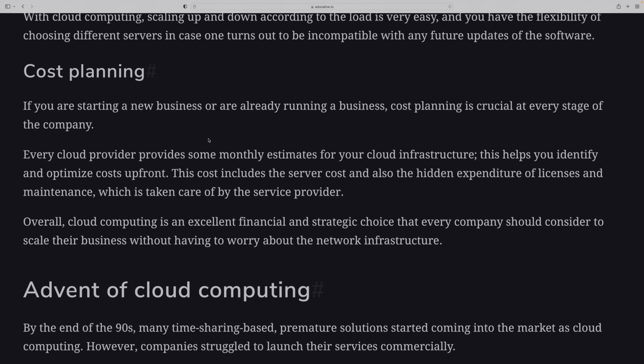Cost planning. If you are starting a new business or you're already running a business, cost planning is a crucial part of the business. Every cloud provider gives a monthly estimate for cloud infrastructure. This helps you to identify and optimize costs upfront. This cost includes server costs, and also hidden expenditures of licensing and maintenance, which are taken care of by the service provider. So typically in a business, you need to predict what cost you are going to pay next month. So all the cloud service providers will predict the hidden costs for you.